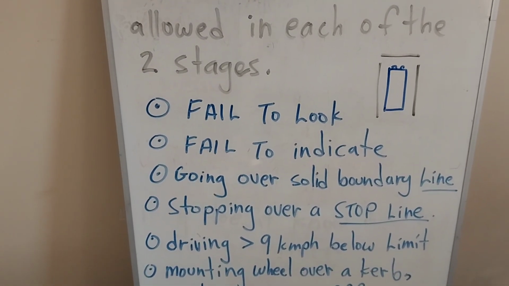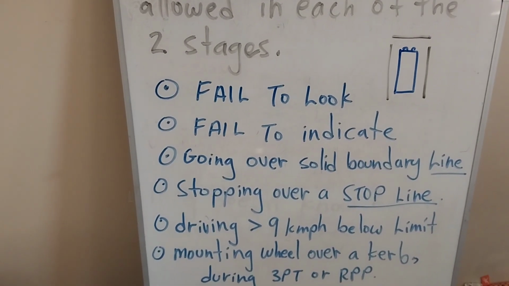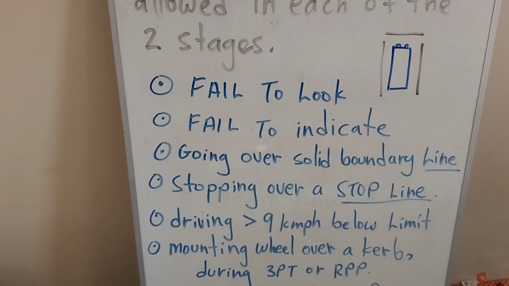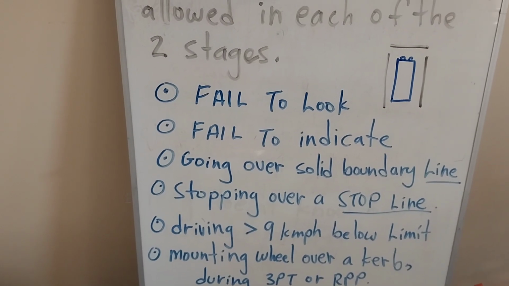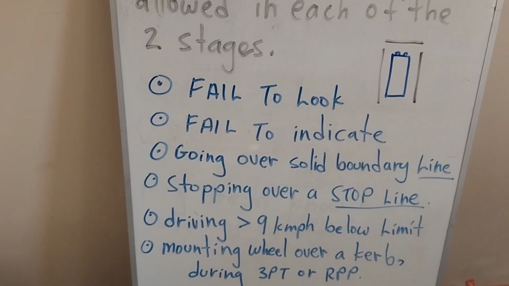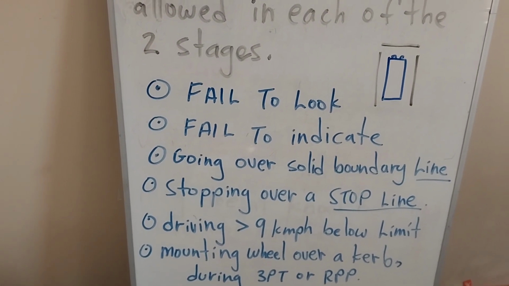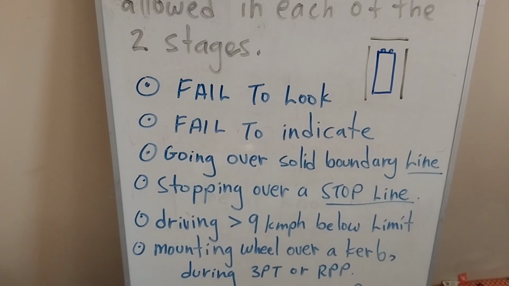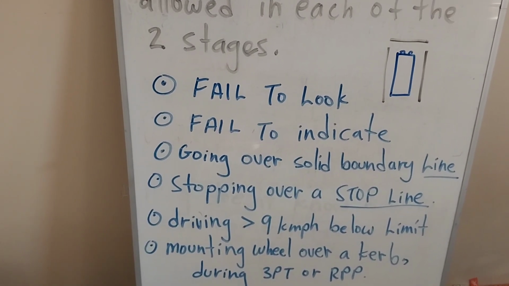Mounting a wheel over a curb during a 3-point turn or reverse parallel parking. So if you mounted one wheel over the curb, that's one critical error. If you mounted two wheels over the curb, there would be two critical errors and immediately the test can be terminated. This is a little bit controversial. So during a 3-point turn or reverse parallel parking, if you mount a curb, that's a critical error.